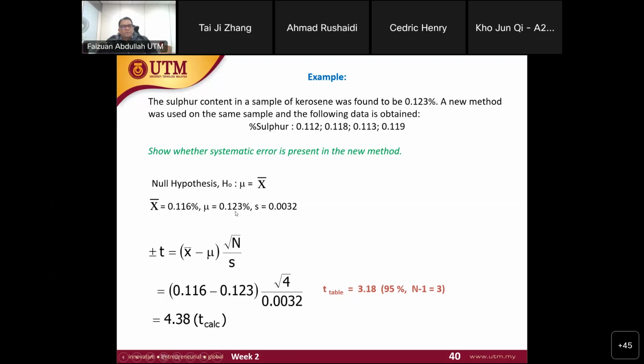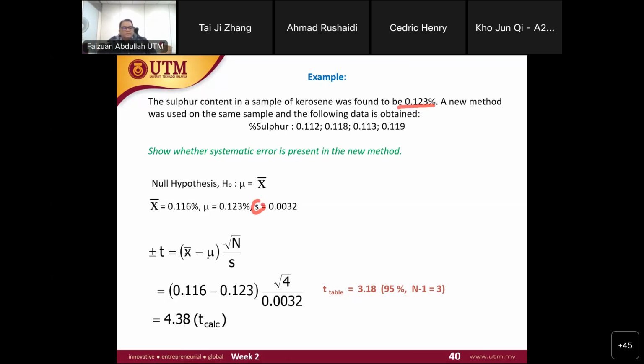0.116%. Mu is 0.123% here. Okay? You got mu from here, the true value. And S is 0.0032. What is S? You calculate the standard deviation.